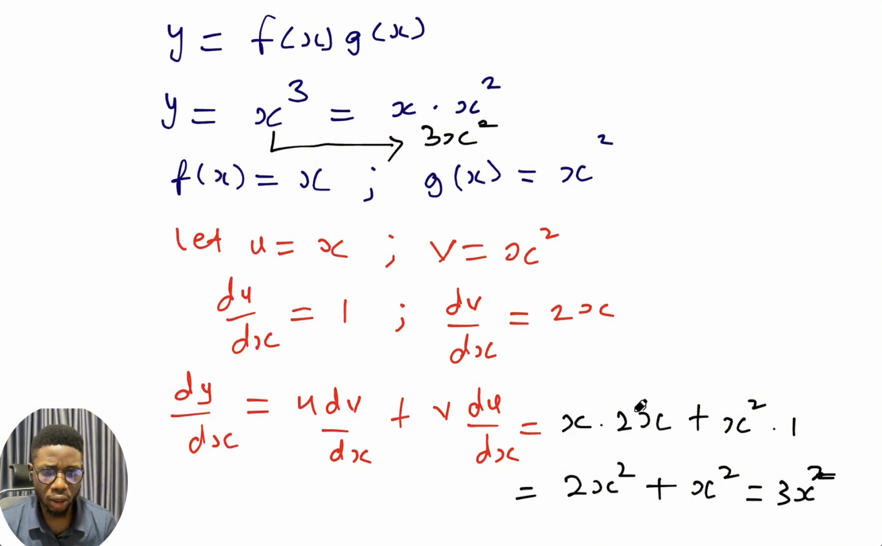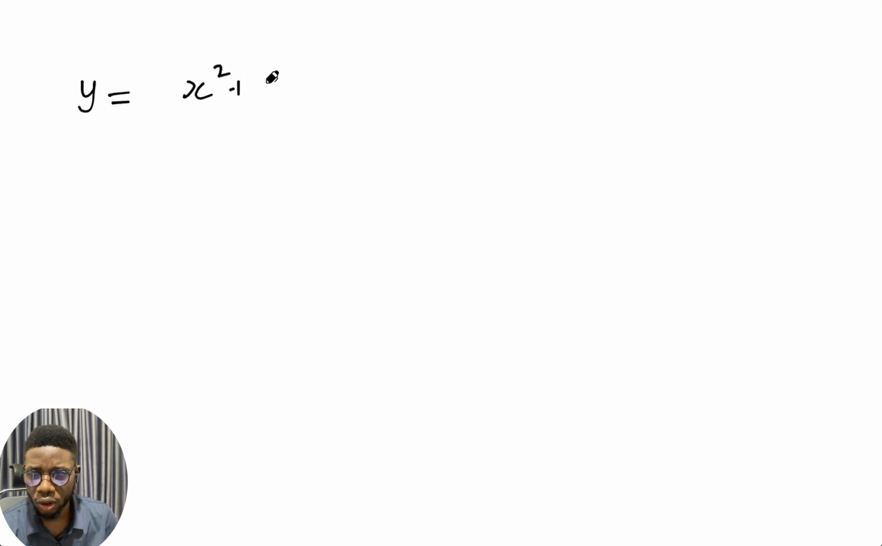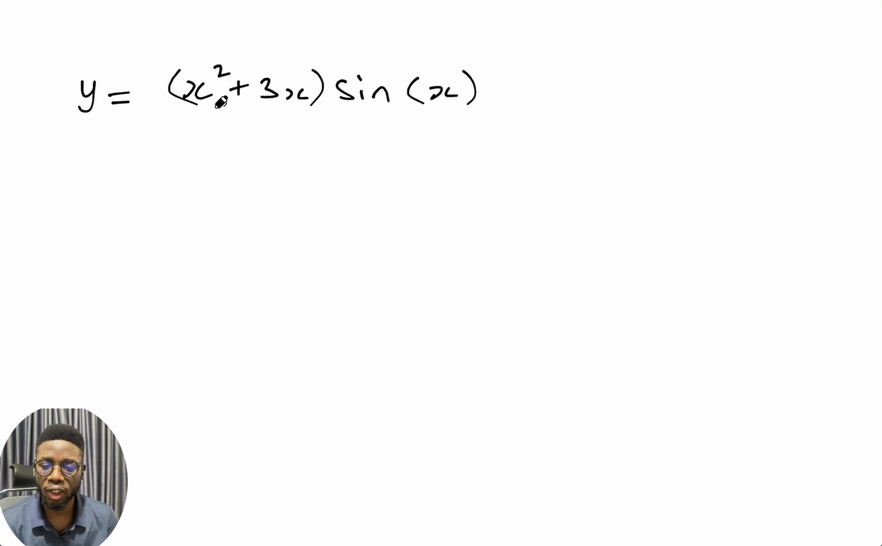Why don't we take a more challenging example and see how we can apply the product rule using this. So let's say we have a function of this form, y equals x squared plus 3x multiplied by sine of x. Now, as you can see, we have a quadratic function multiplied by a trigonometric function. How do we go about this exactly?